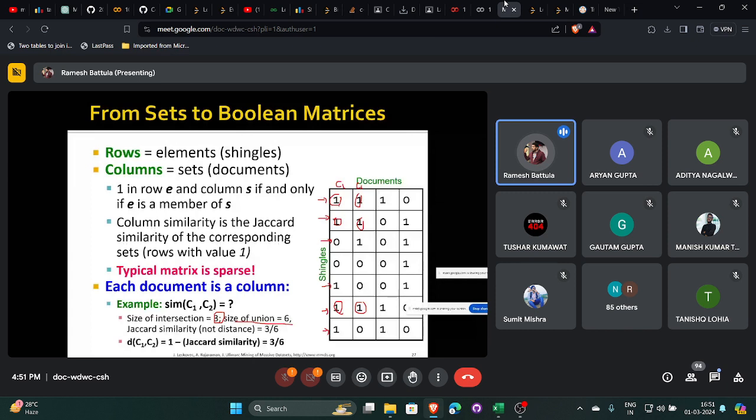Either C1 or C2, if it is 1, you can treat that as a part of your document. So in such a way you may go ahead. How many are there? 1, 2, 3, 4, 5, 6 are there. That's why the union value is going to be 6. In the Boolean matrix, your rows are going to be shingles, and the columns are going to be documents. That is going to be a document.